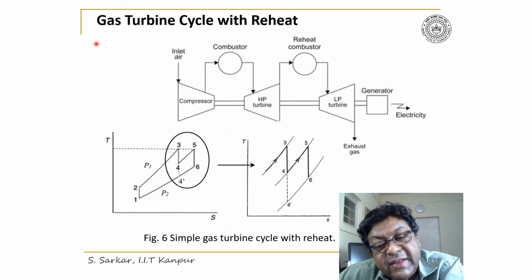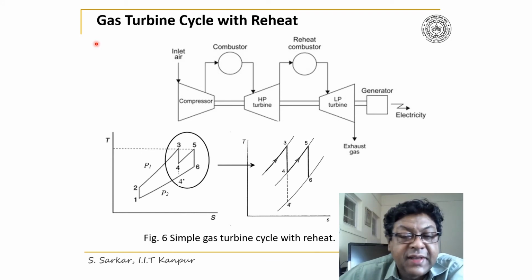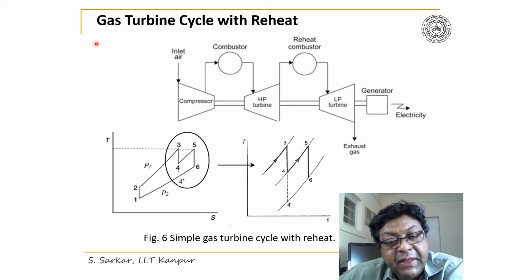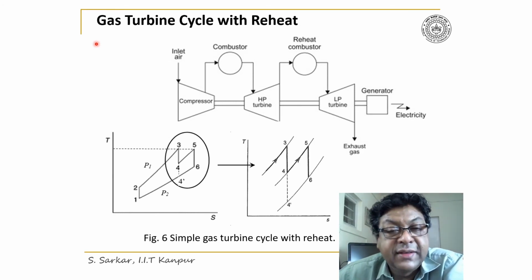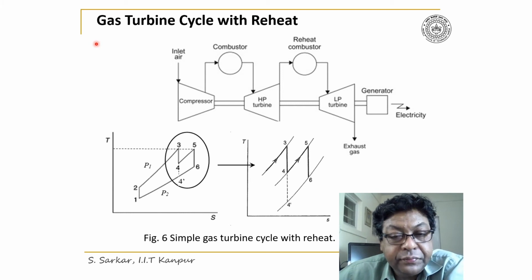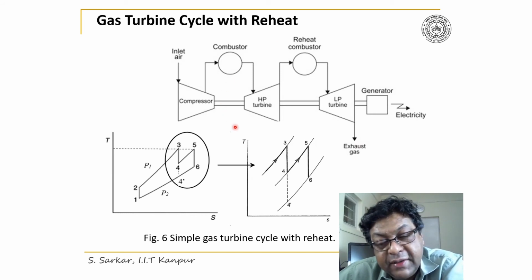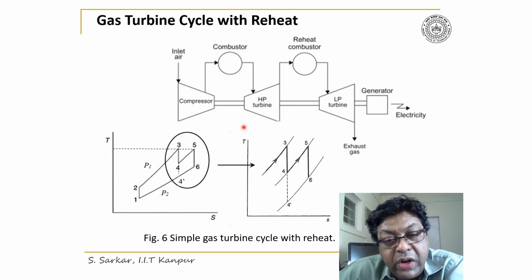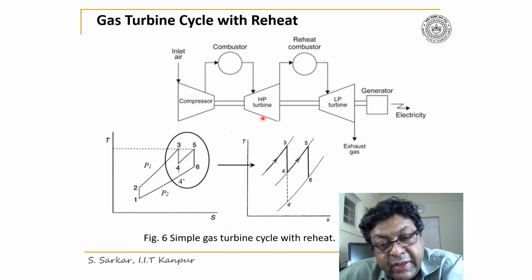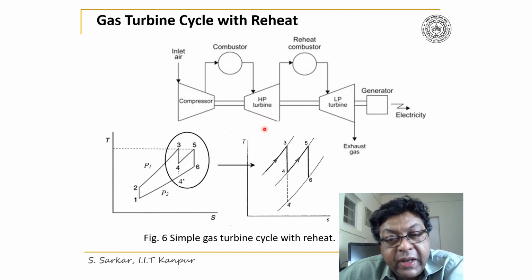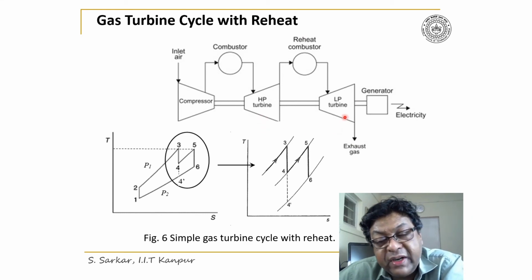I now illustrate the gas turbine cycle with reheat. Reheat is done to enhance the specific power output. Look here, the expansion process has been divided into two turbines. One is referred to as the high pressure turbine, HPT, followed by a low pressure turbine, LPT.